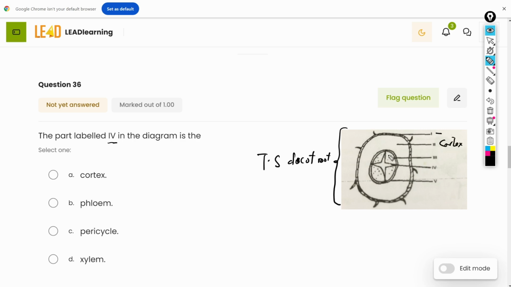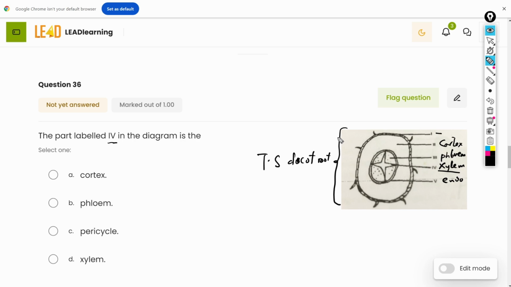And then the layer within this region where we have the star-shaped structure is the phloem, which is responsible for the conduction of manufactured food. And then the star-shaped structure itself is the xylem, which is responsible for the conduction of water and mineral salt. And then, of course, 5 is the endodermis. Now, the question is asking us about the structure labeled 4. So the structure labeled 4 is the xylem.